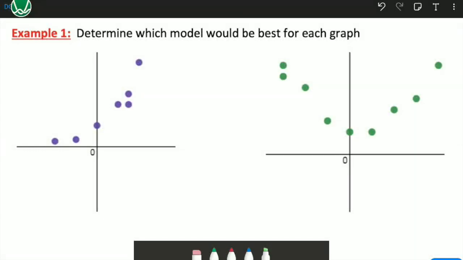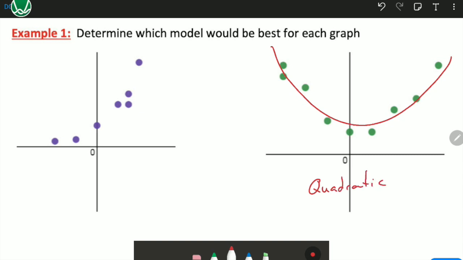In this example, we're going to determine which of the models that we discussed would be the best model for each graph. So if you look at them, the second one over here on the right, it's pretty clear because you can see that U shape being formed by the dots. So it's clearly quadratic.